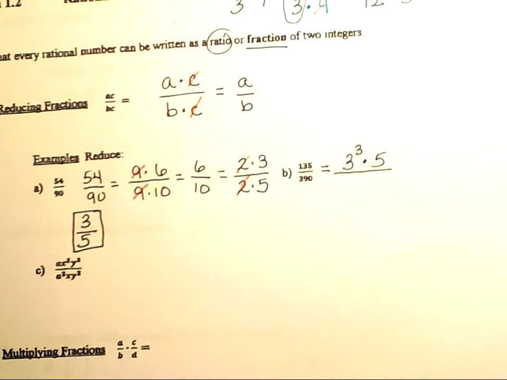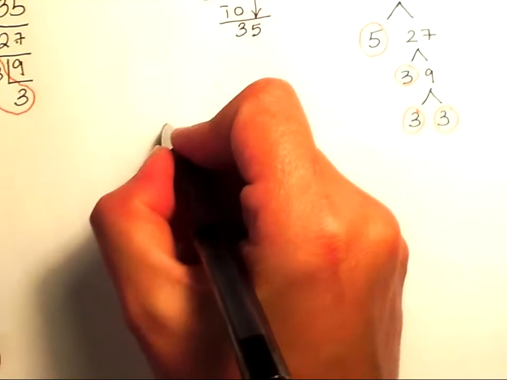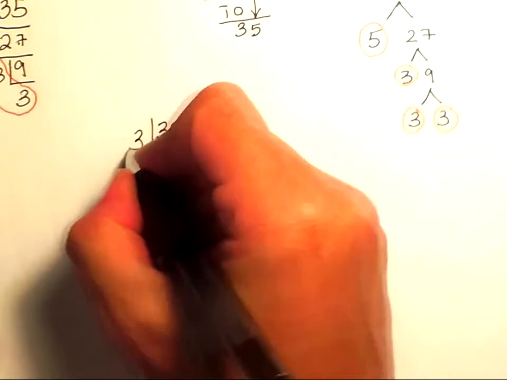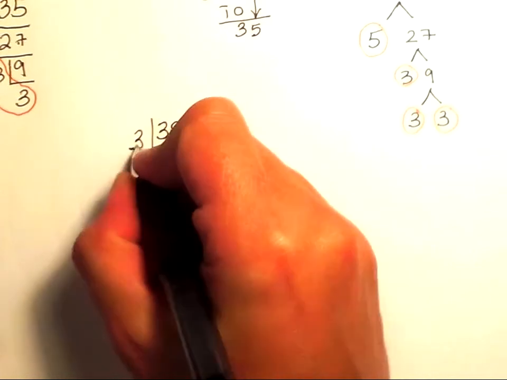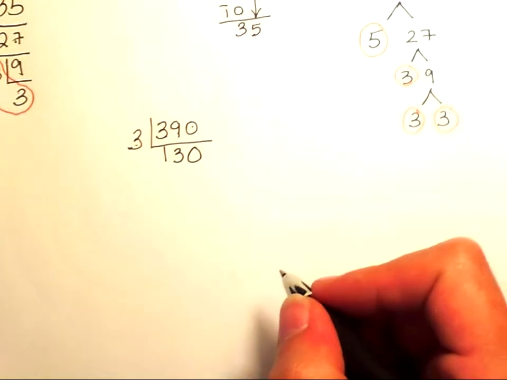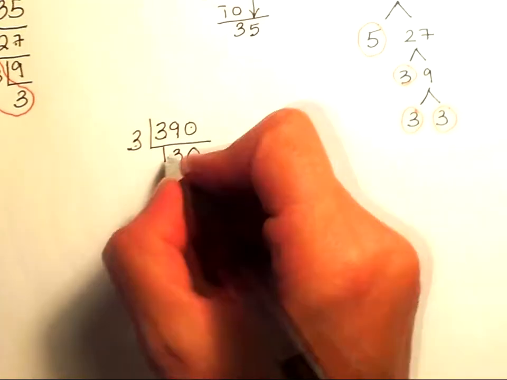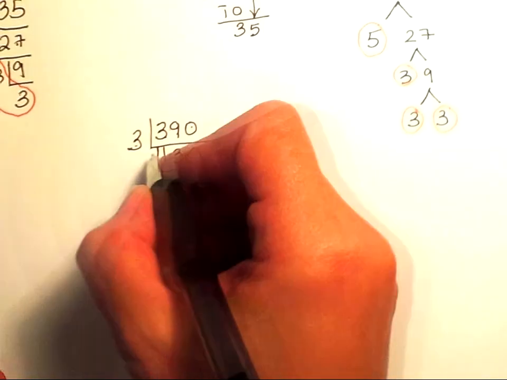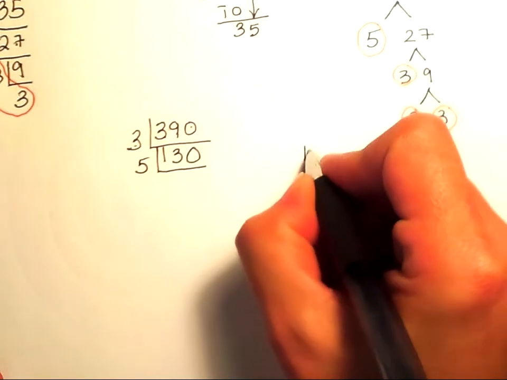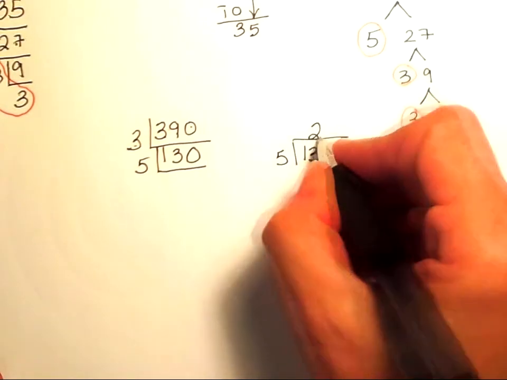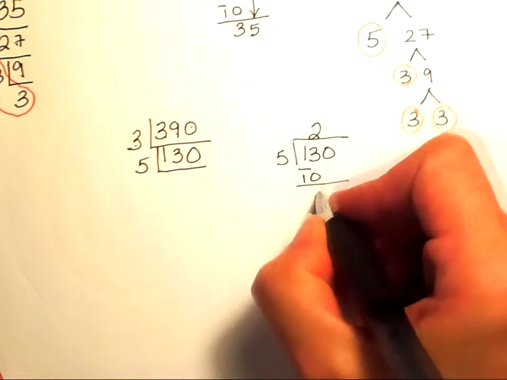Divided by 390. Now let's find the prime factorization of 390. Well, I know 3 goes in. 3 goes into 3 one time, and 3 goes into 9 3 times, and we'll bring down the 0. This ends in 0, so let's see how many times 5 goes in. 5 goes into 13 2 times, minus 10.